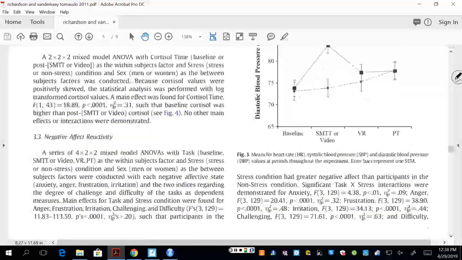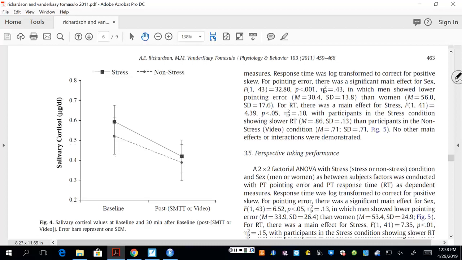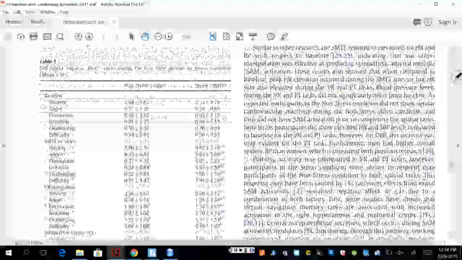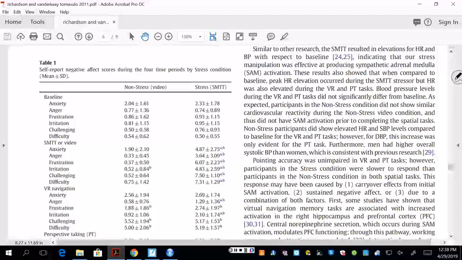Other blood pressure. Then they have other things like salivary cortisol, baseline to post there. They report averages, means, standard deviations between these different things. And for instance, if we look at a table like this, at baseline they did these questionnaires, and people got a score. How frustrated or angry or so on are you? And so there's a stress, non-stress, non-stress, and then stress, averages, and standard deviations.